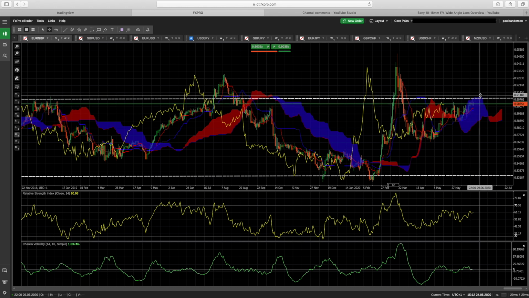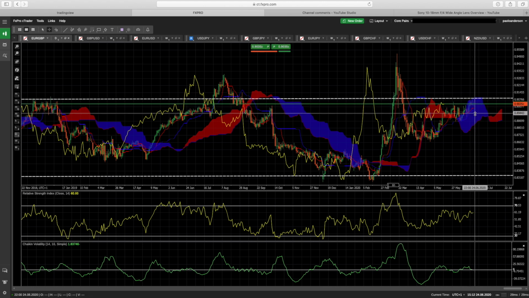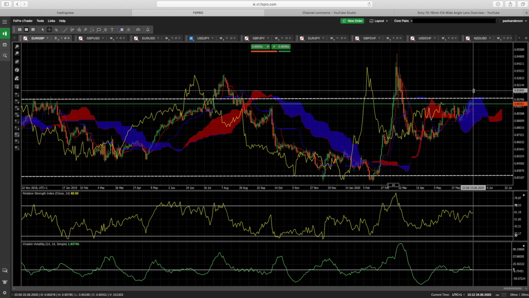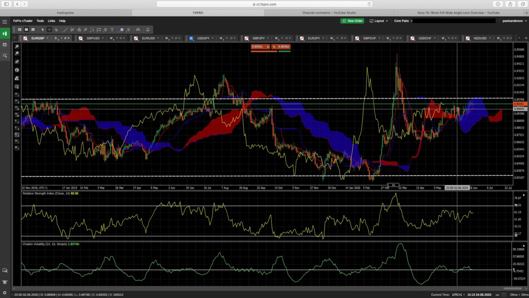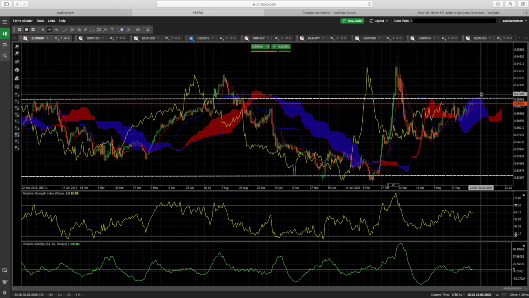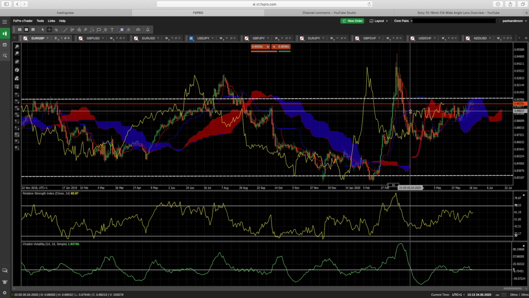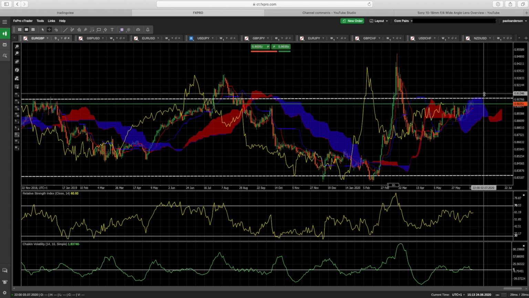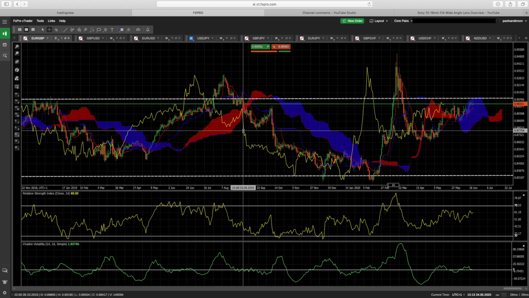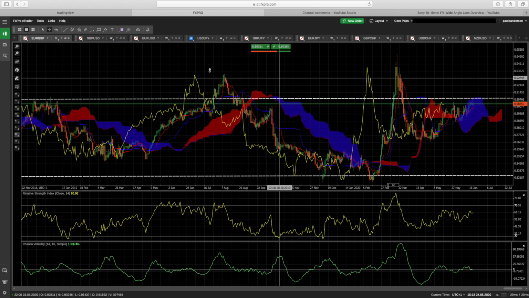Because when we do pop above the cloud, somewhere here by the 6th, 7th of July, I will be expecting the 26-day moving average and the 52-day moving average, the Tenkan and the Kijun, to have a crossover. If they do cross over, which is what I'm expecting, we're going to open a short position. Well, it would be advisable to open a short position at that point.